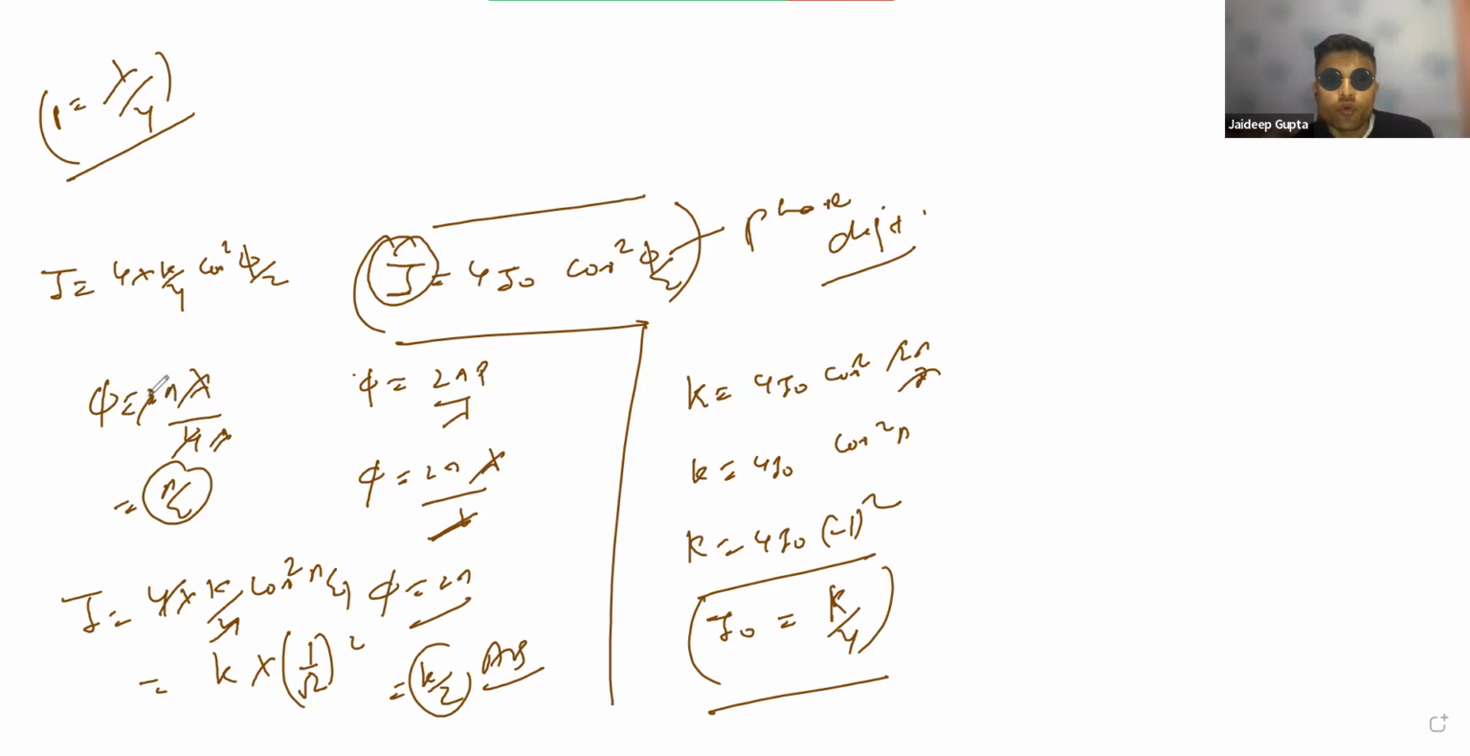This is 2, it would be 2 if you cancel. So the phase difference will come out pi over 2.